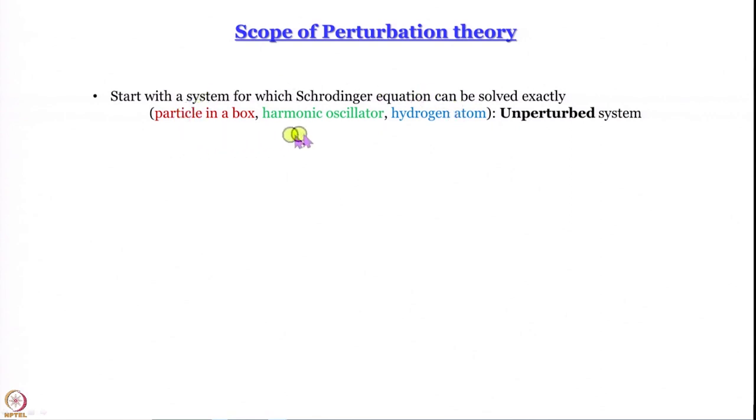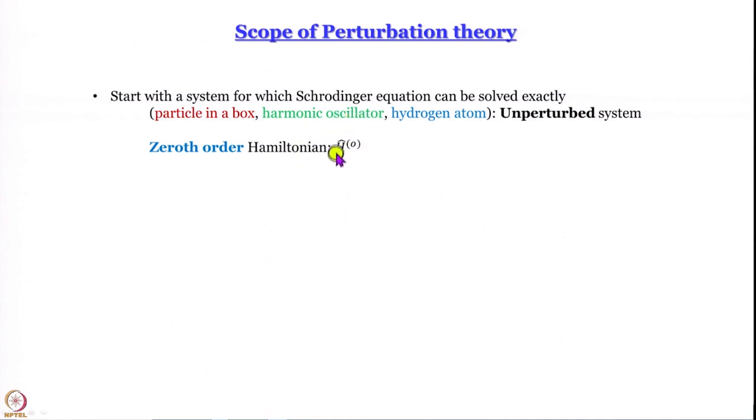And these systems from where we start, these systems for which exact solution of Schrödinger equation can be obtained, are called unperturbed systems. So, what exactly is the formal definition of perturbation? We will come to that shortly. But we start with an unperturbed system for which we are able to solve Schrödinger equation without much hassle, we can solve it exactly. Then the Hamiltonian for such an unperturbed system is called the zeroth order Hamiltonian. What is the meaning of 0? 0 means there is no perturbation. Okay? Exact solution is there.